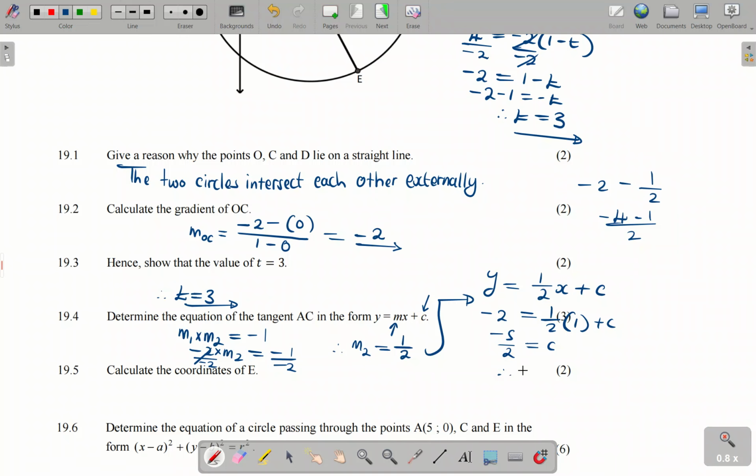So therefore, y equals 1 over 2 x minus 5 over 2. Always, guys, the equation of a straight line has to be y equals. Don't leave it after calculating the value of c. Make sure you conclude and say y equals. I know there is that other equation that says y minus y1 equals m times x minus x1, but this is the simple one. Straightforward. So make sure you don't miss anything there.